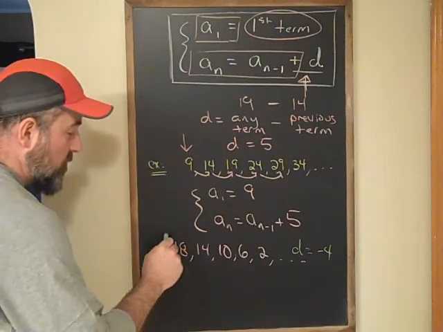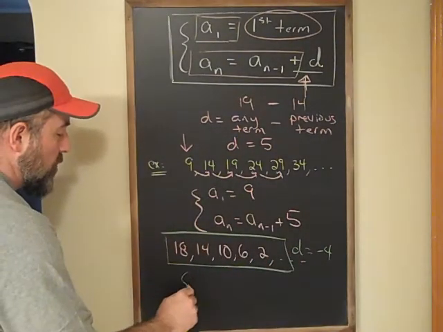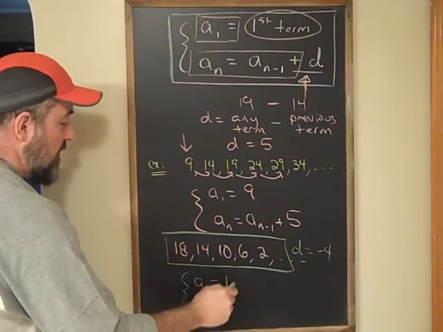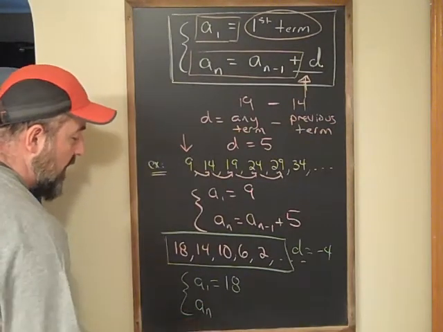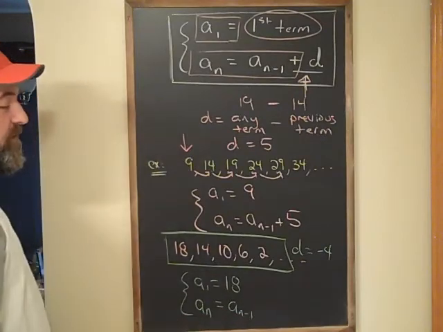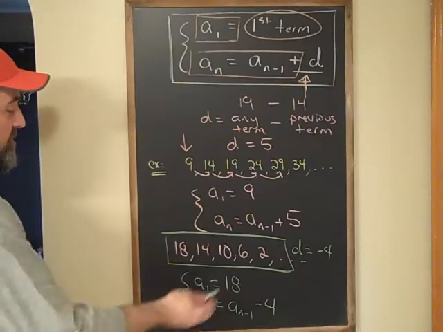So if we were going to write a recursive formula for this sequence, we're going to say the first term is 18, and the new term, or any term, is the previous term, and then we have to say what's going on. We're taking away 4 from the previous term. There you have it.